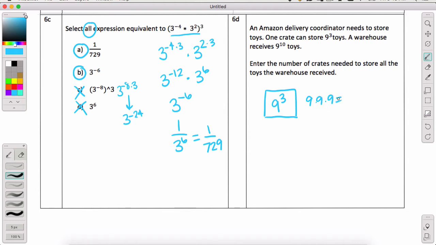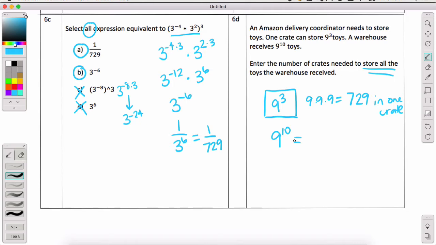Now 9 times 9 is 81, and so if we multiply 81 times 9, we get 729, which is the same as over here. 729 toys are in one crate. They received 9 to the 10th toys. It says enter the number of crates needed to store all the toys. So they have to somehow fit all of these toys into crates that only hold 9 to the 3rd, or 729 each. What is 9 to the 10th?